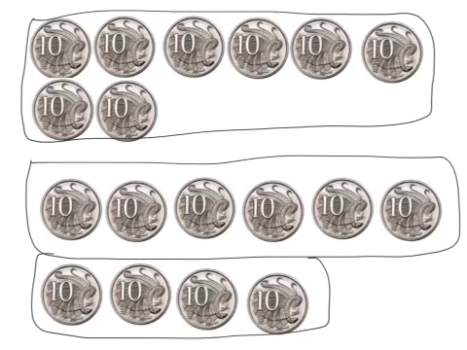When I add collections of 10-cent coins, again I use my skip counting knowledge and I'm counting in tens. So I touch each coin as I count in tens. 10, 20, 30, 40, 50, 60, 70, 80. So this is equal to 80 cents.